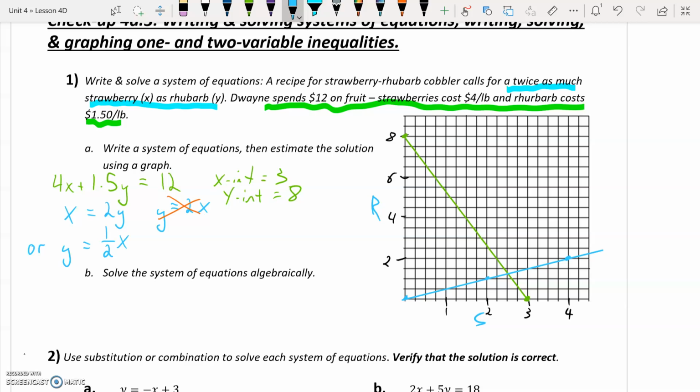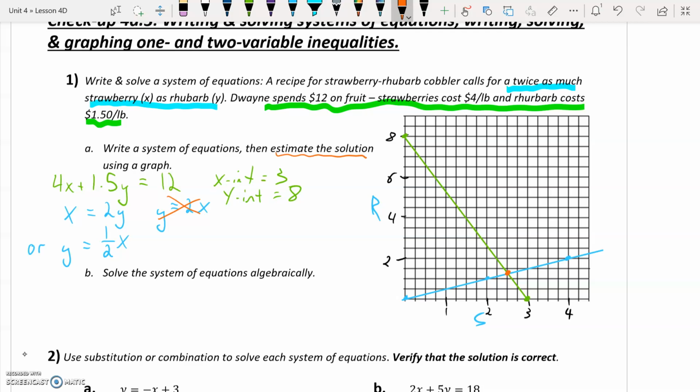So the next part is to estimate the solution. So estimate the solution using the graph. So before actually doing any algebraic stuff or checking this in Desmos, practice using that strategy of finding the solution to a system by using your graph. And so estimating the solution would be looking for the intersection point of the two lines. So that point right there, that red point, is the point where the strawberries are twice the rhubarb and it would cost exactly $12.